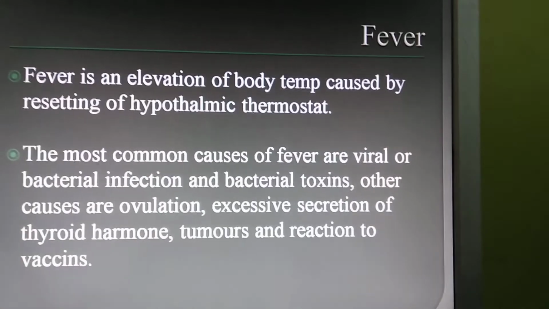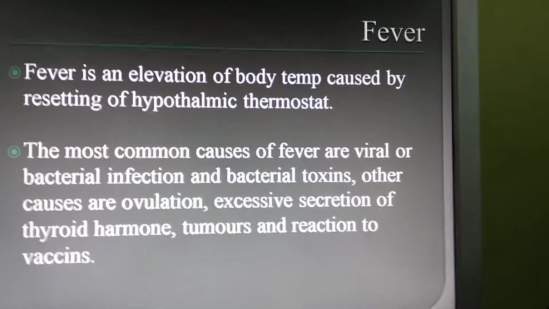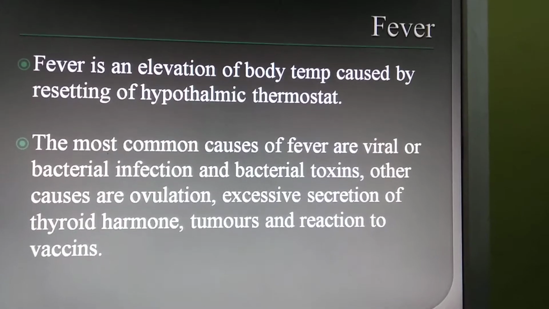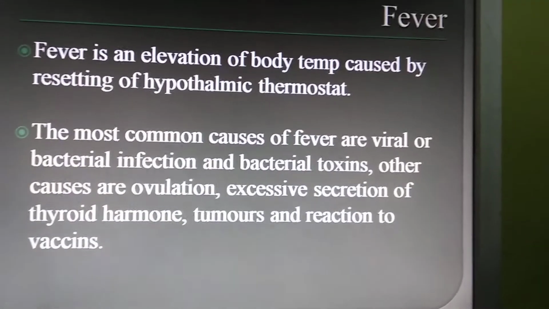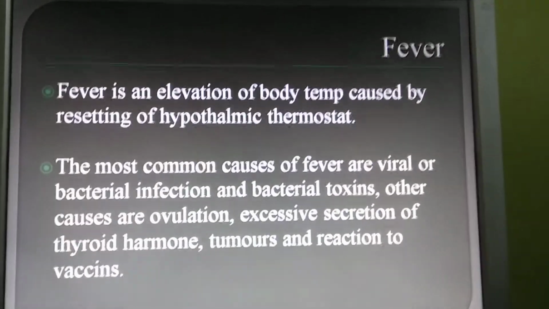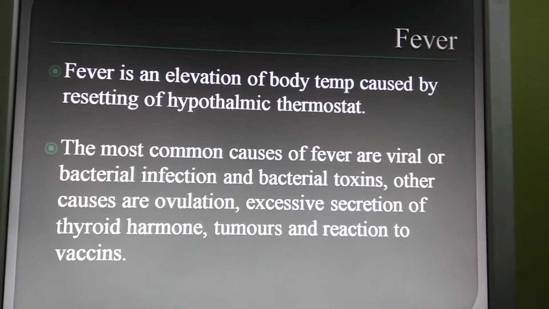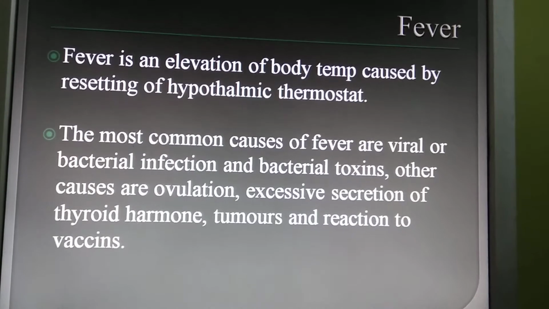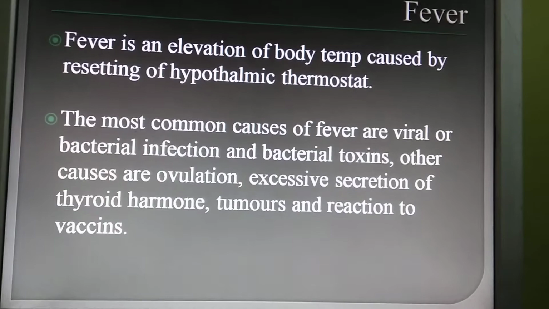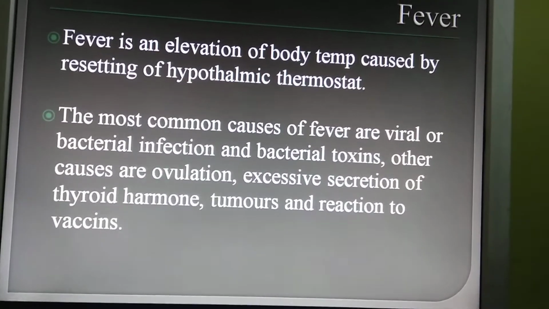Now the most common causes of fever are viral or bacterial infection and bacterial toxins. Other causes are ovulation, excessive secretion of thyroid hormone, tumors and reaction to vaccines. That means because of these factors your body temperature increases. Normal body temperature is actually 98.6 plus or minus 1 degree Fahrenheit. When your body temperature increases more than this level, that condition is called fever.